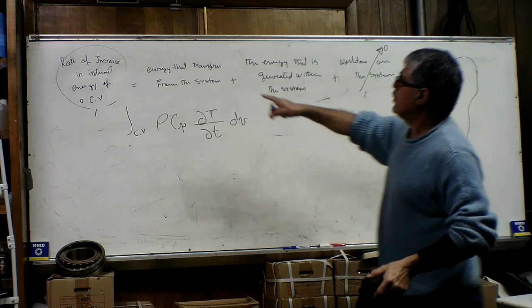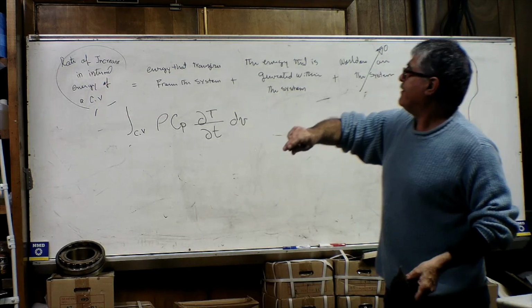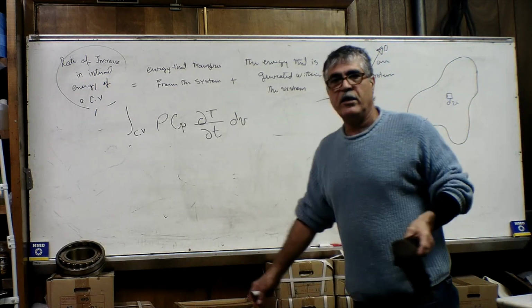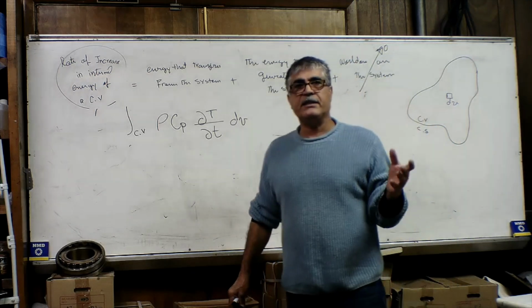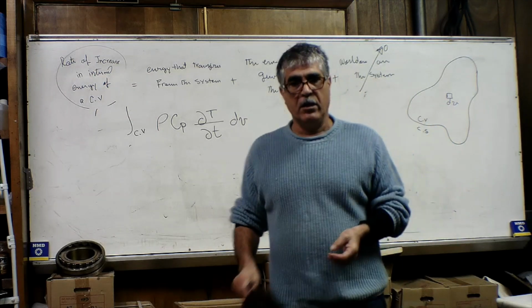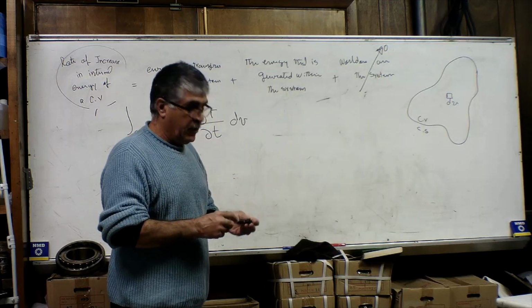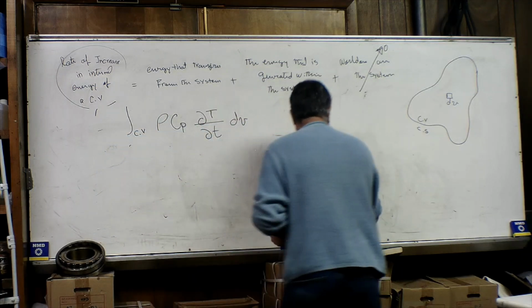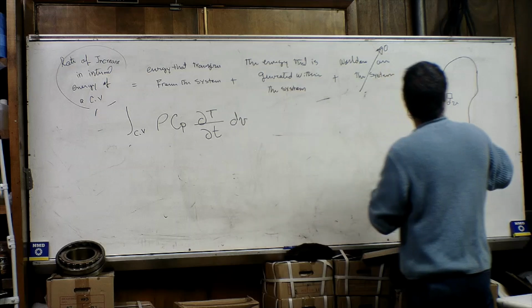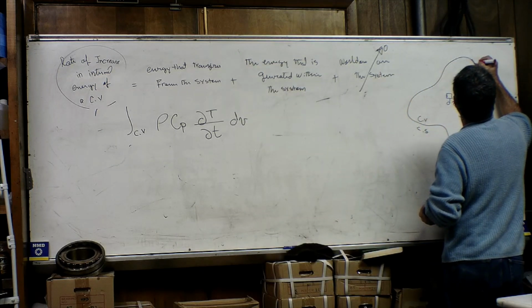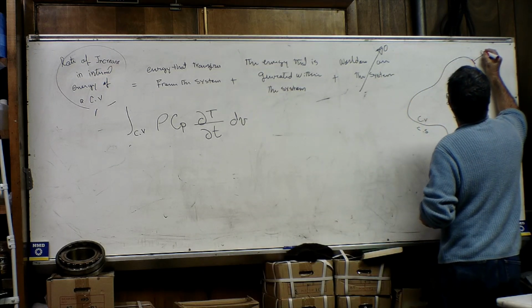Now the second portion, energy that is transferred from the system. The energy that leaves the system will be in the form of heat. So for this portion, let's assume a differential surface, and let's show this differential surface by the vector dS.